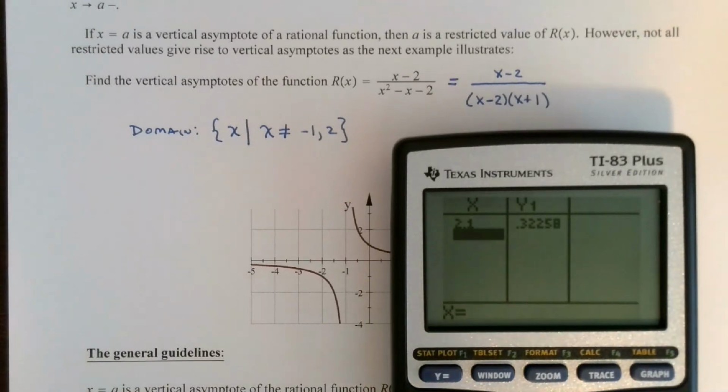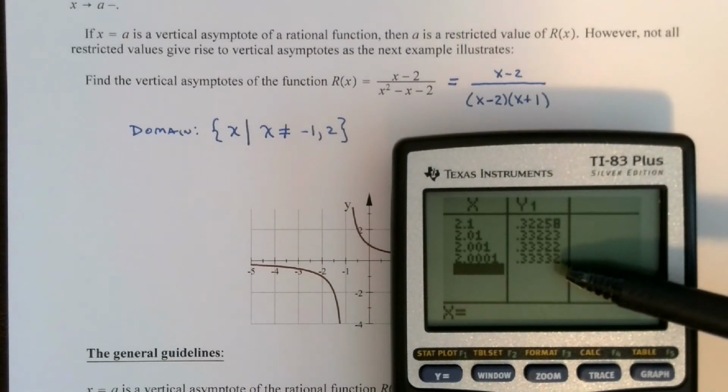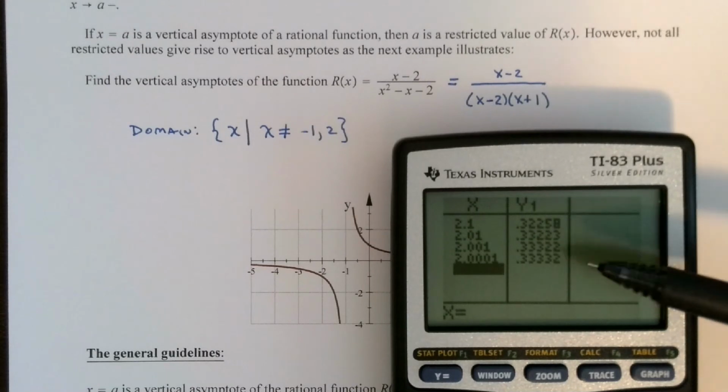Okay, let's get closer to 2. What's closer to 2 than 2.1? 2.01 is closer. What's closer to 2 than 2.01? 2.001? I can get even closer, 2.0001. Wow, that's really close. Does it look like the behavior near an asymptote? Are these values getting extremely large? 10 times as big as they were previously, for instance? Well, look at these. Rounded off to a couple decimal places, they're all about the same, about 0.33. So it doesn't look like we have a vertical asymptote.